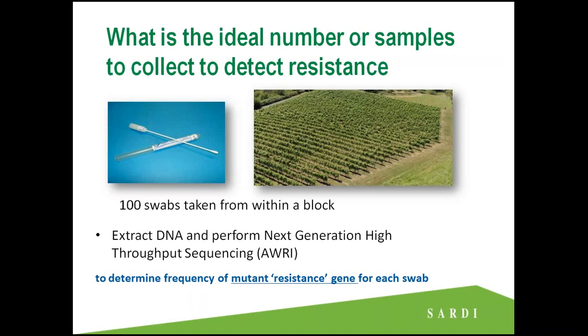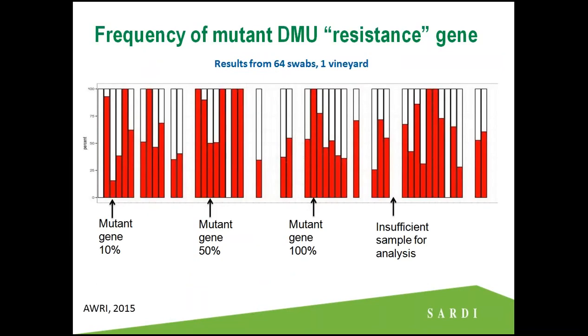So if you swab the powdery mildew, we have a population of powdery mildew on that swab. And what we want to know is how much of that population on that swab contains the resistance gene. So I'll just show you an example of some of the results. This is only 64 swabs because I can't fit the 100 swabs on the slide.